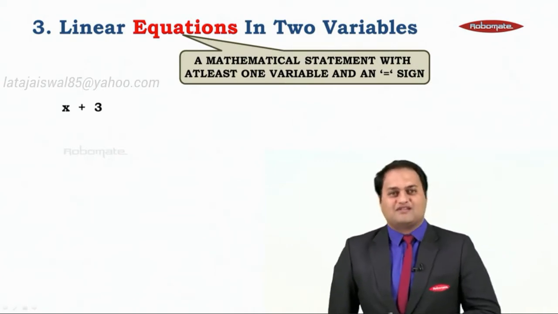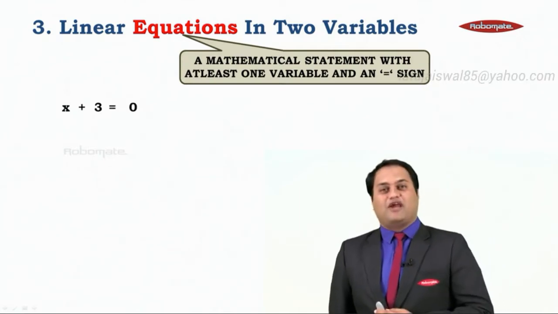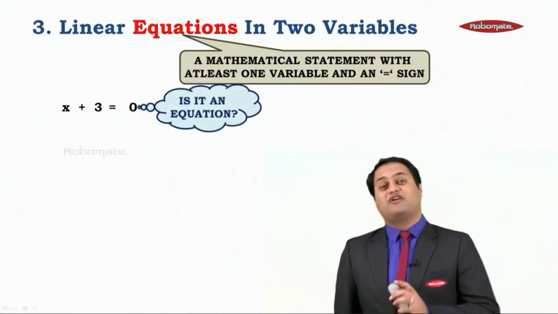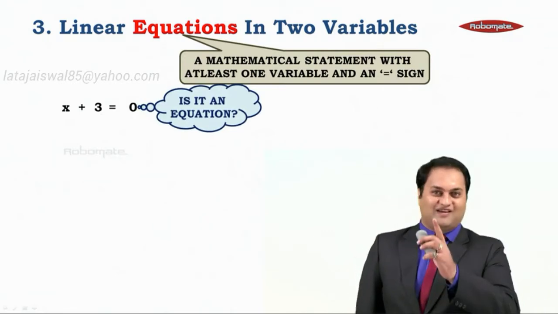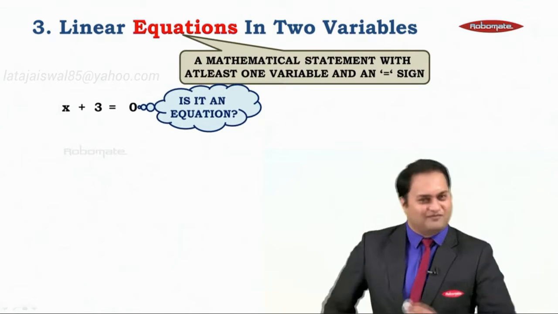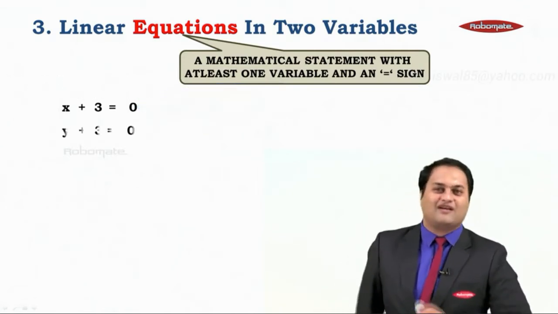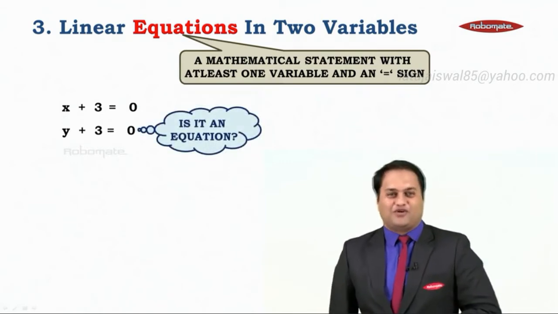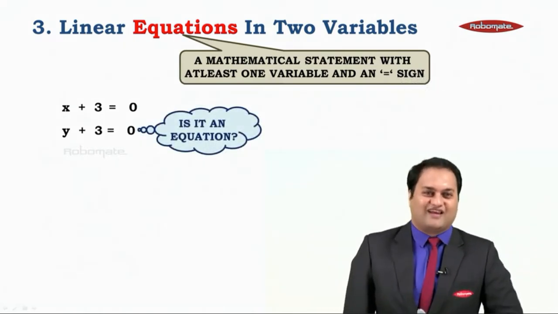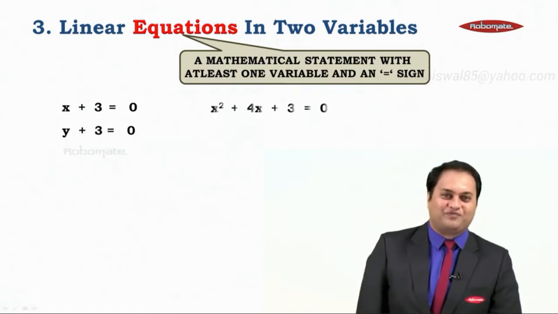X plus 3, is this an equation? No, because there is no equal to sign. If it was x plus 3 is equal to 0, now is it an equation? Yes, because there is an equal to sign, there is a variable x, it is an equation. Equal to sign, variable, equation. Simple as that. Y plus 3 is equal to 0, is it an equation? Definitely yes. Why? Equal to sign, variables, has to be an equation.